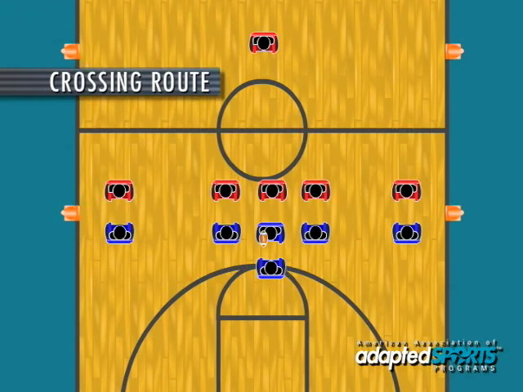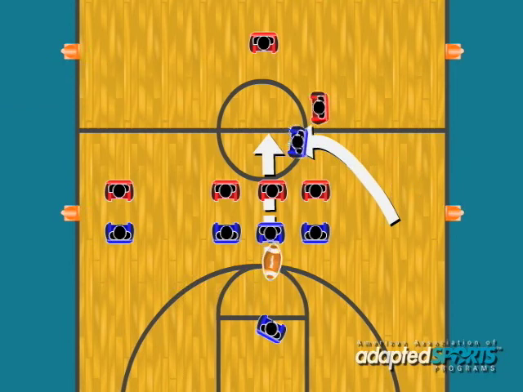The crossing route allows the receiver to cut across the field from one end to the other, bringing the defensive back with them. Once again, the play is more for possession and advancement more than breaking it big. The crossing route can be made at different distances from the line of scrimmage, short range, medium, or long range.